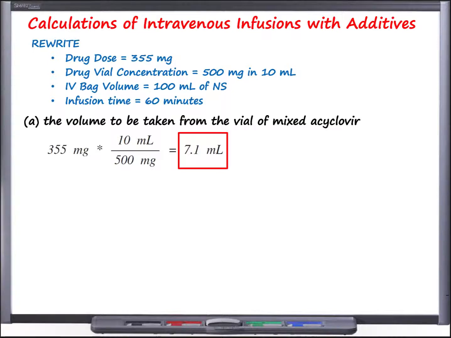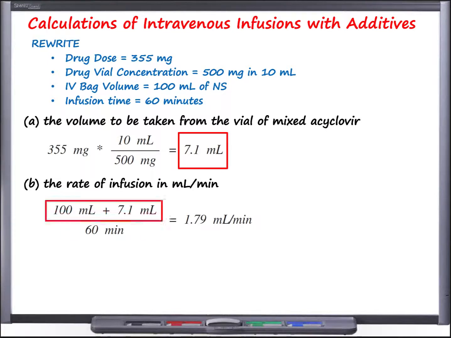So again, we're going to withdraw 7.1 milliliters from our drug vial. And that's the answer to question 1. The second part of this question asks us to calculate the rate of infusion in the units of milliliters per minute. And an infusion rate, regardless of the specific units, I want to make sure you understand, is basically some volume over some time. Milliliters per minute is volume over time, and in this case, time expressed in minutes.